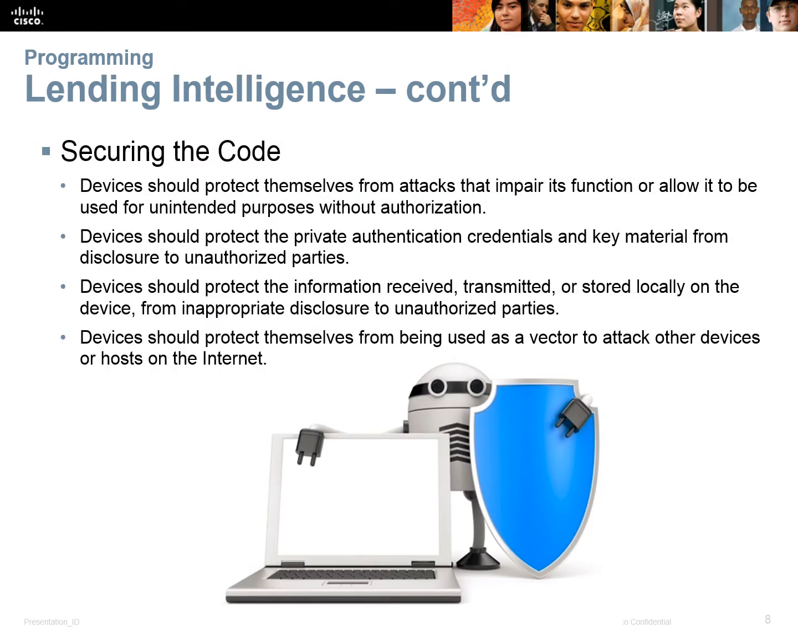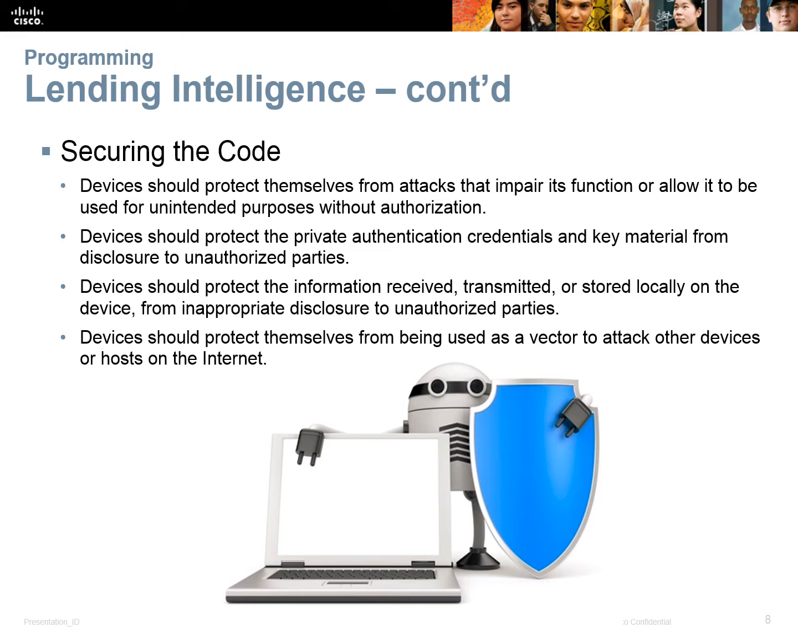An IoT system consists of the interconnection of several functional blocks: the devices, the gateways, the network, the cloud, and the actual application. On each of these blocks, there is code running to fulfill the function it has been designed for. Recommended best practices for securing connected devices in the IoT must include that devices should protect themselves from attack that impairs their function or allows them to be used for unintended purposes without authorization.